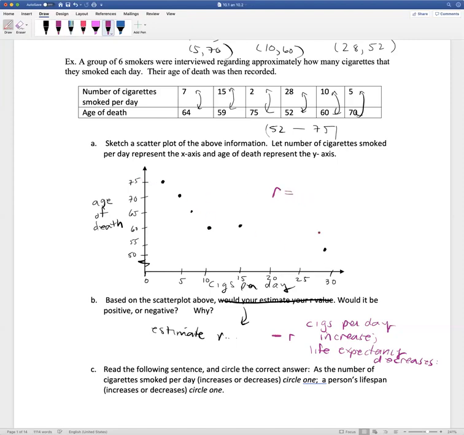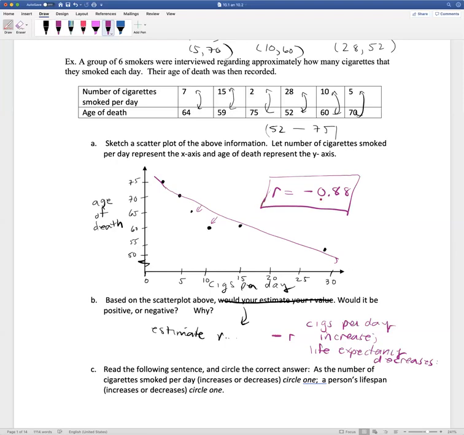I would say a good estimate for R would be R is equal to negative 0.88. It's fairly strong. We hit most of that data, right? A few of these data points are a little bit off, but this is a nice estimate. Now, what we're going to talk about in a few minutes is in regards to these estimates, how do I know if I'm close or not?